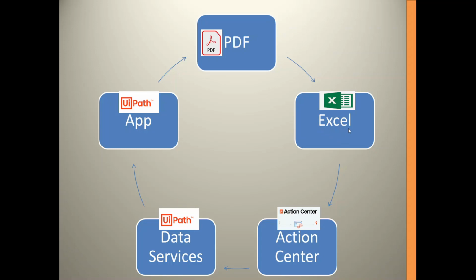Then with the help of Action Center, we prompt the user whether any modification is required with their data or not. If not, then approve it. After the approval, the data will be stored in the data services. Once the data is stored in the data services, that data will be visible in the UiPath app. So it's a complete project.